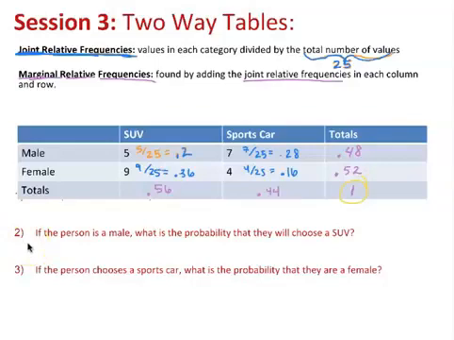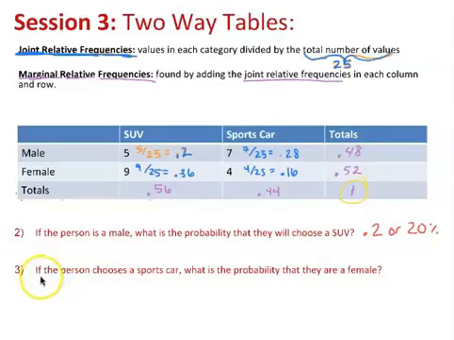It says, if a person is a male, what is the probability that they will choose a SUV? So if they are a male, we're only dealing with this row here because it asks if the person is a male. So we're only looking at the male row. What is the probability that they will choose a SUV? Right here, it would be 0.2, or 20%. If we're looking at percentages, they would always have to add up to 100%. Just throw that in there.